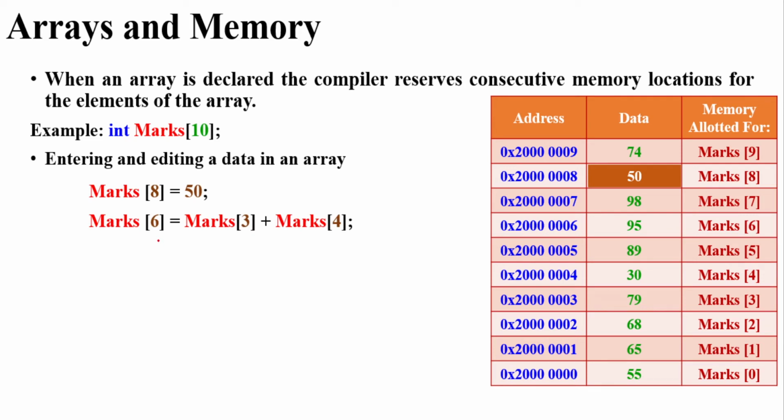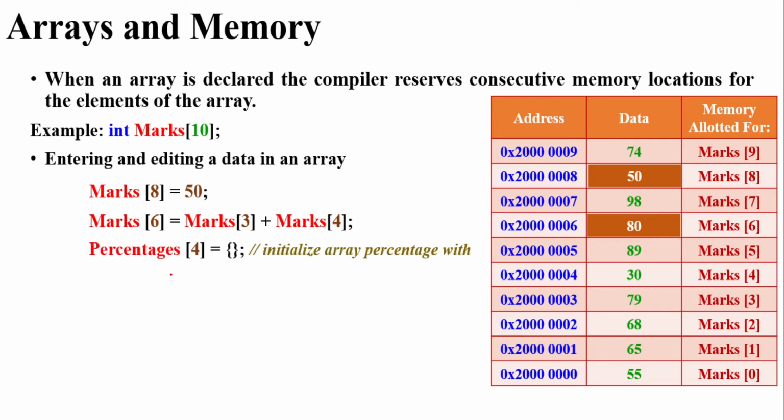Similarly, you can execute arithmetic or logical expressions using arrays. For example, marks 6 equal to marks 3 plus marks 4. So marks 3 is here 79 and marks 4 is 30, and we can add them and enter the result into the memory location. In this way we can change the values of the variables. It might be possible I have added wrong. For example, here it should have been 50. 50 plus 30 will give you 80. So there is a typo in this.